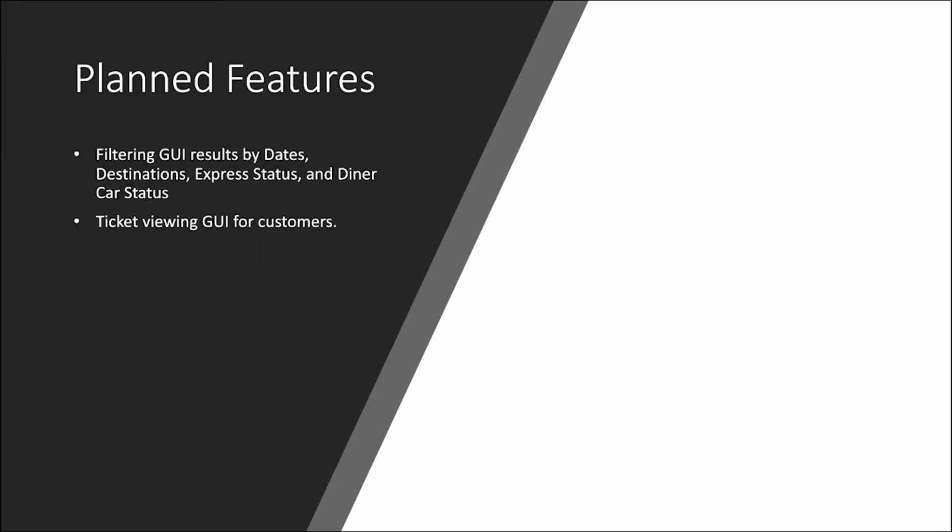The final slide before our presentation is the planned features slide. Since we are so late in the sprint, there are very few of these. However, we do plan on adding filtering for the GUI results screen, and we plan to filter by dates, destinations, express status, and diner car status. Along with this, we plan on adding a ticket viewing GUI so that customers can view the tickets they have previously purchased.